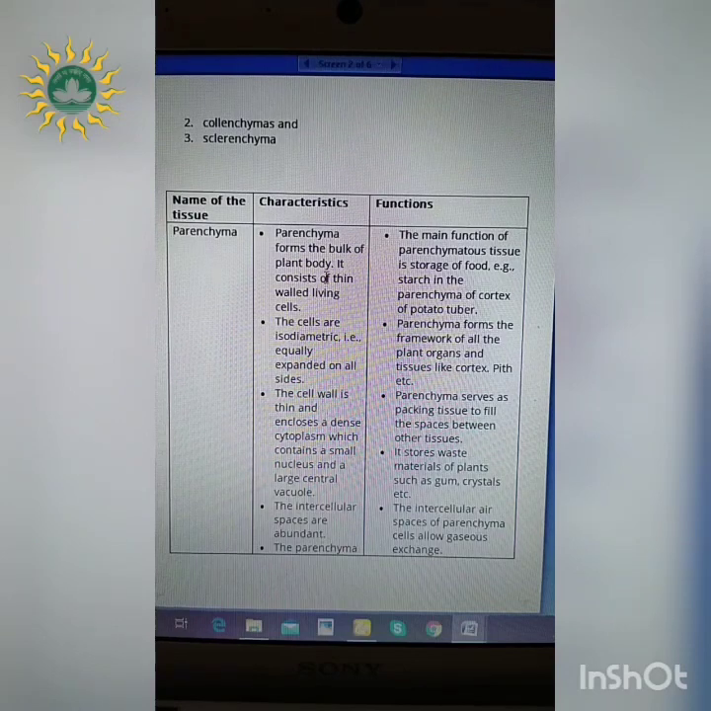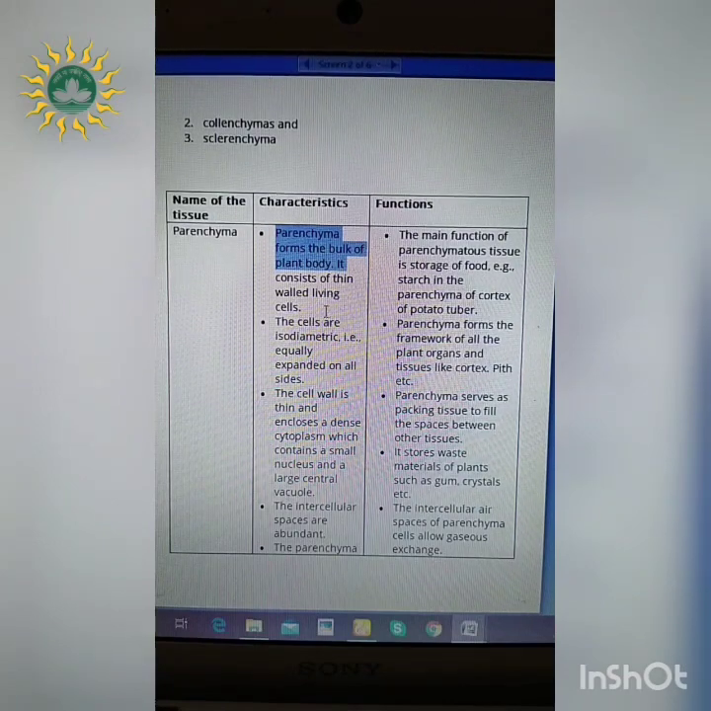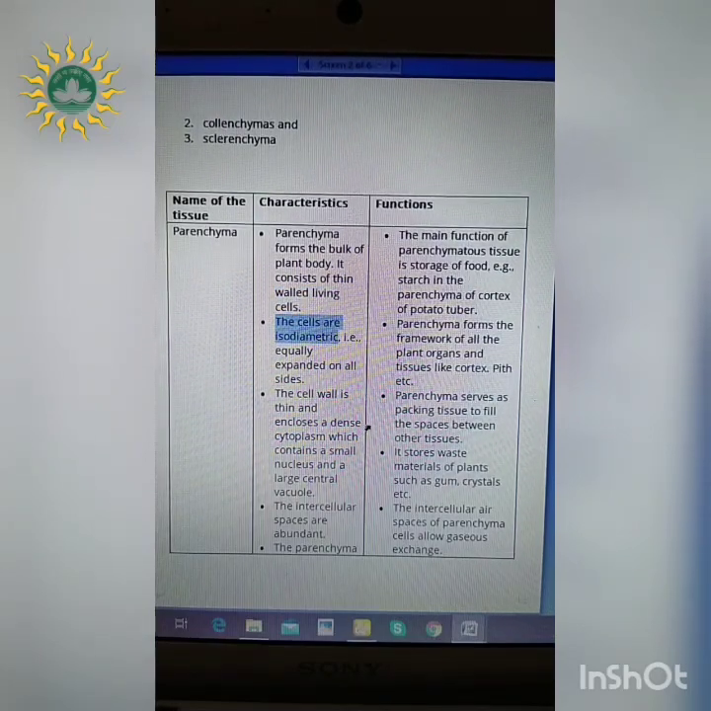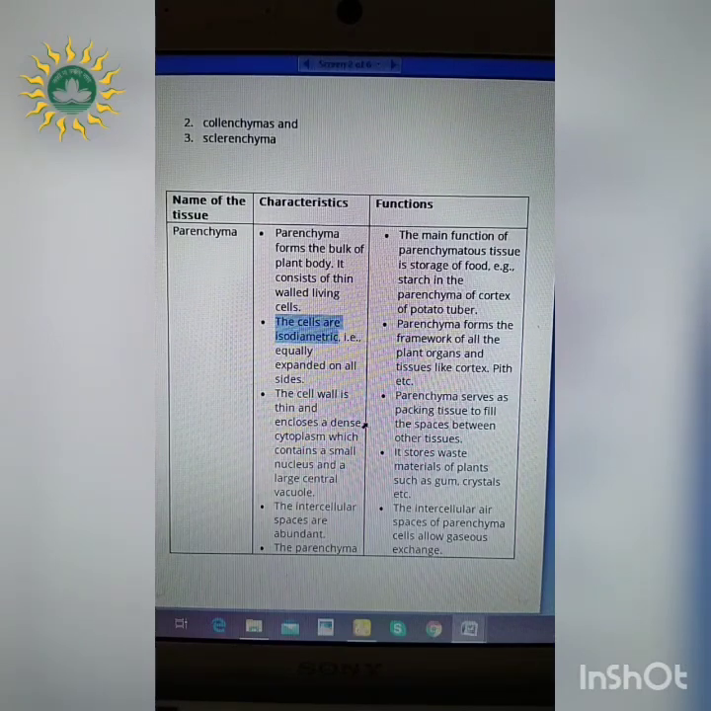What is this? Parenchyma forms the bulk of the plant body. That is, it consists of thin-walled living cells. It is very important: firstly, it is living in nature and it is thin-walled. The second one is that the cells are isodiametric. What does isodiametric mean? It means that they are equally expanded on all sides. Iso means same, and diameter, all of you know, right? So it is equally expanded on all sides.